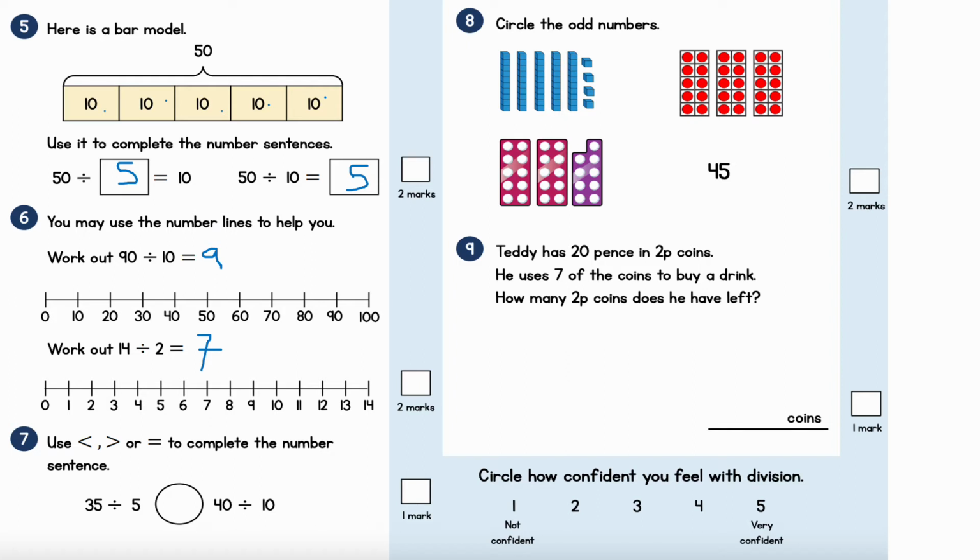This is question number 7. Use less than, greater than, or equal to complete the number sentence. 35 divided by 5 is 7. 40 divided by 10 is 4. 7 is bigger than 4, so this is my crocodile sign. It's eating the bigger number. 7 is bigger than 4.